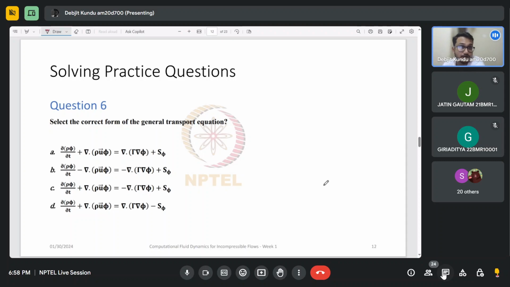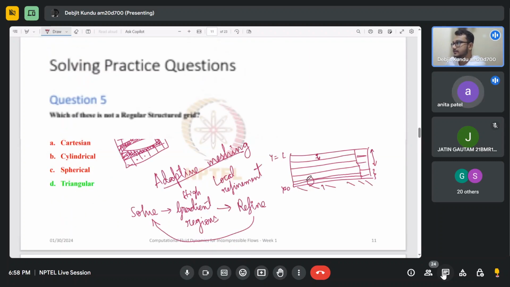So there is a general transport equation which basically is a model equation where, Sir, sorry to interrupt you. No problem, go ahead. Explain again this mesh refinement and adaptive meshing. Are both the same thing or different? No, both are different. Local refinement means that you are refining the mesh at any particular location only, which is why it is local and not global.